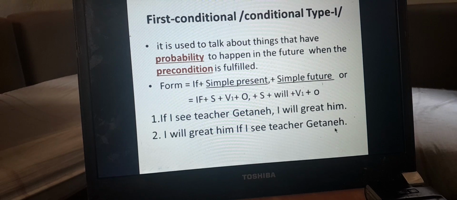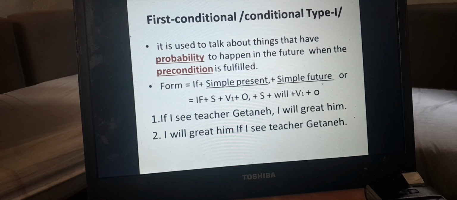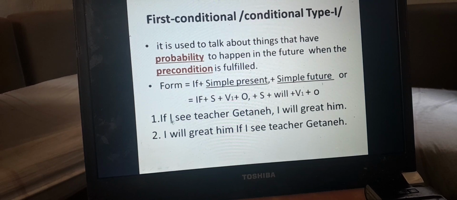Okay, now let me ask you one question. What is the difference between sentence number 1 and sentence number 2? You might have said some good ideas, but to save time, sentence number 1 has started with if clause, and because of that reason here we have a comma. Sentence number 2 has started with main clause, and because of that reason here we don't have a comma. Good.